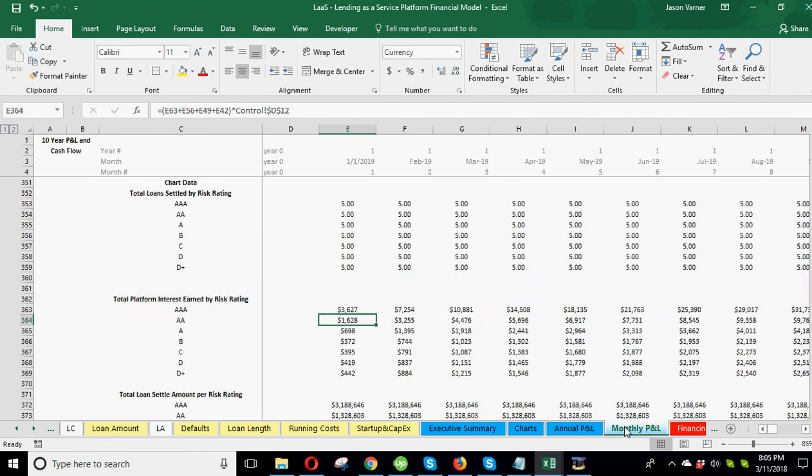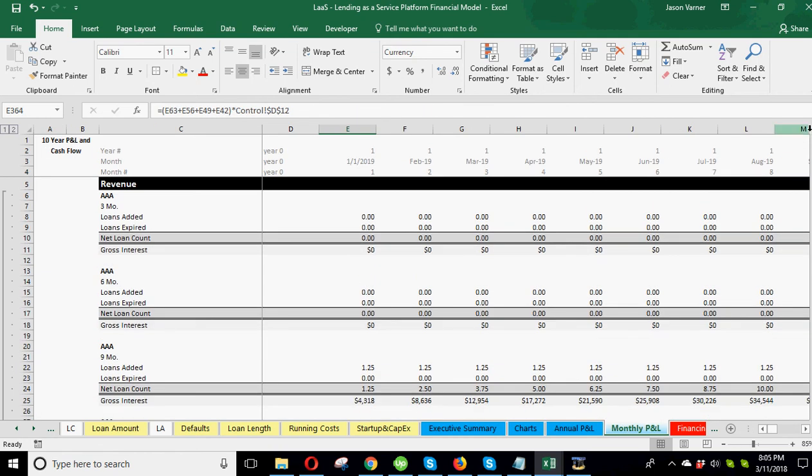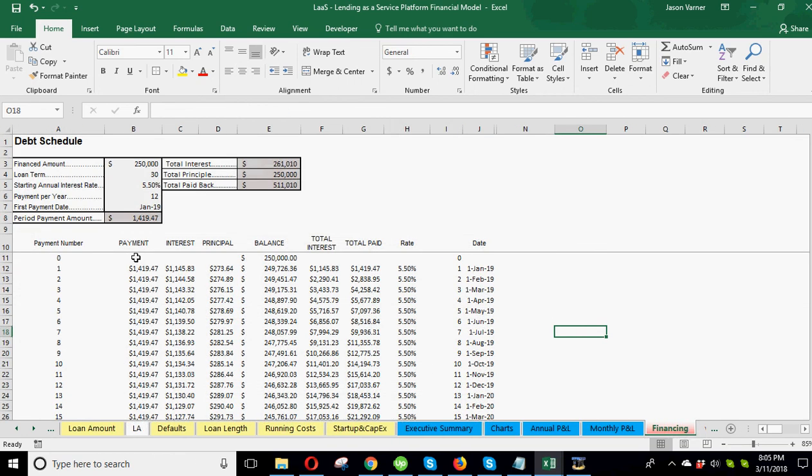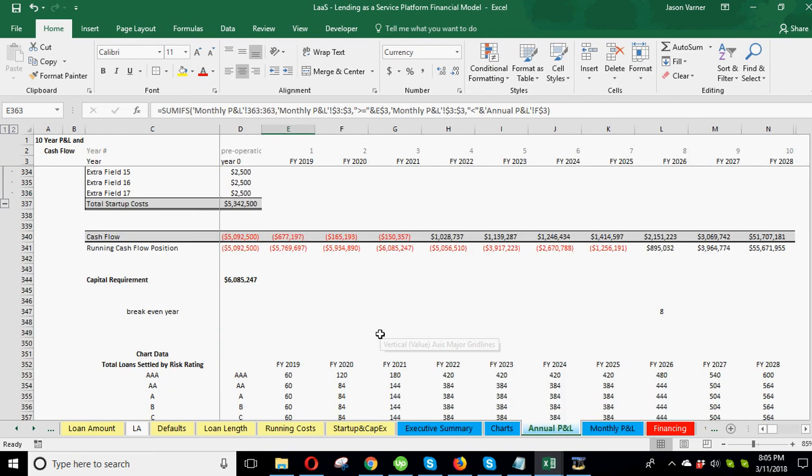What else do we got? Monthly P&L. This is the same thing as the annual. Just basically you see how all the figures aggregate. And we've got our financing, which based on the finance assumptions, this populates, and then this flows right into the annual and monthly or the monthly P&Ls, and the annual aggregates everything.